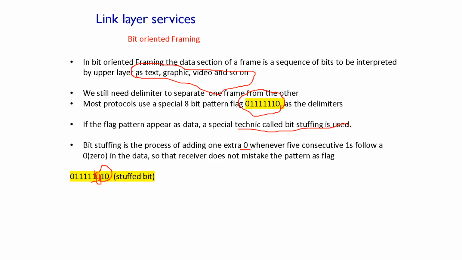So we conclude here with two different types of framing: one is character oriented, another is bit oriented. Character oriented is used for character type data, and bit oriented is used for text, graphics, and video type data. In character oriented framing, we use special characters as delimiters, whereas in bit oriented framing, we use special bit patterns as flags.